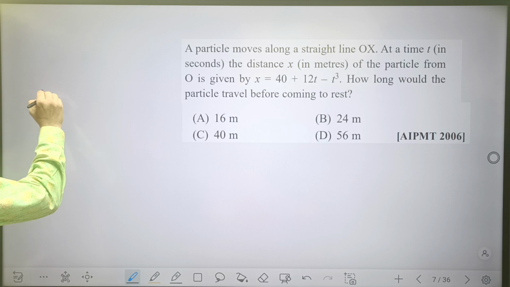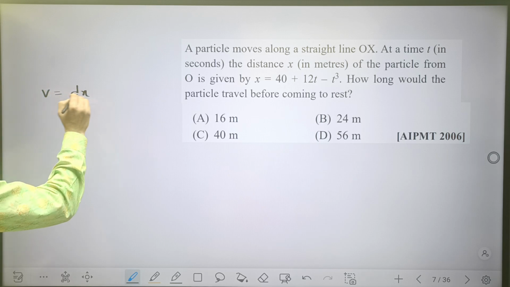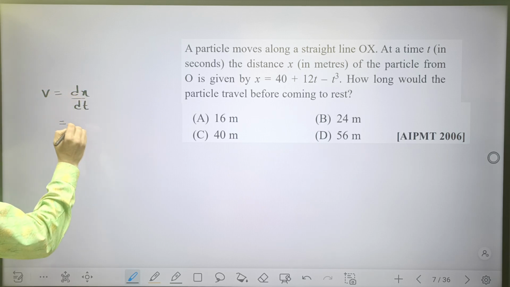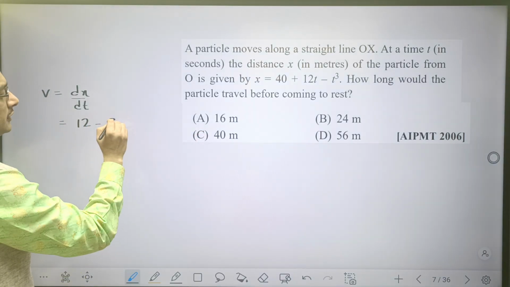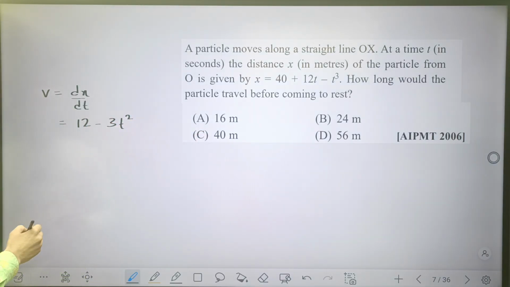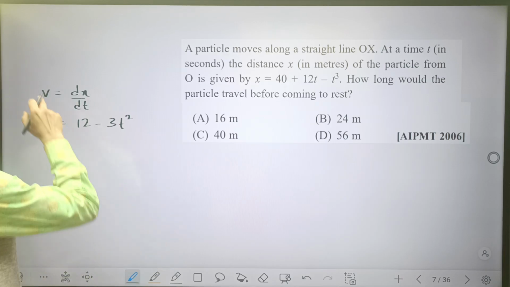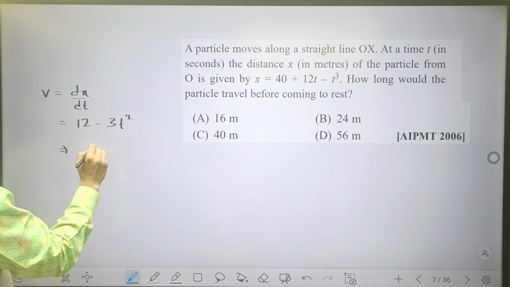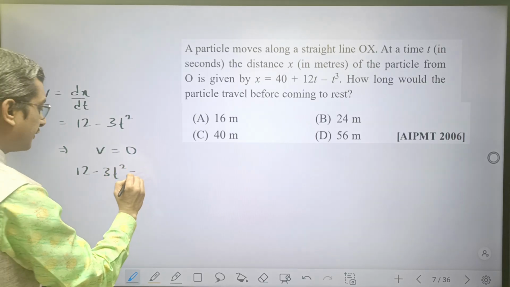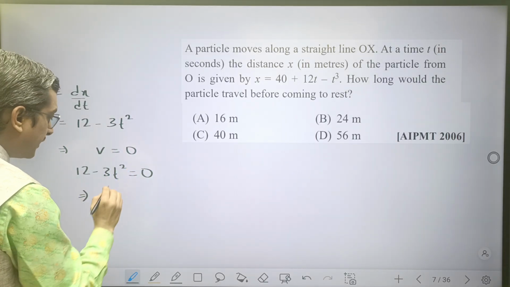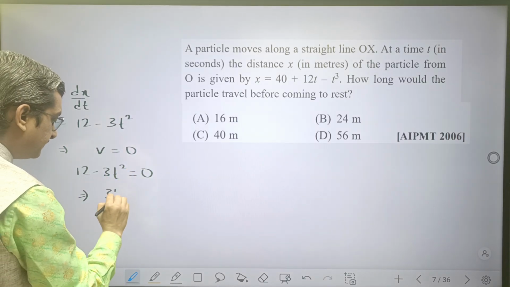So first of all, we have to find velocity, which is given by dx by dt. So differentiate this expression, you will get 12 minus 3t square. Now we have to find the time at which velocity becomes 0. So we put v is equal to 0. So this will be 12 minus 3t square is equal to 0. It means that 3t square is equal to 12.